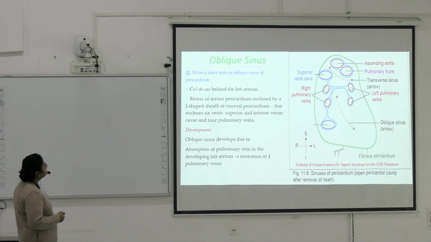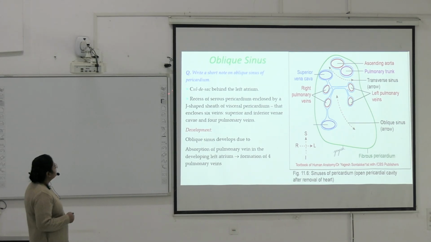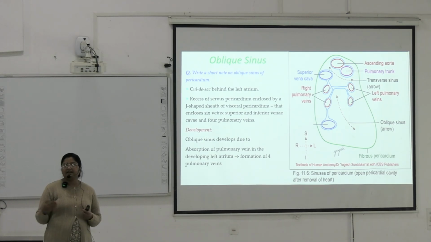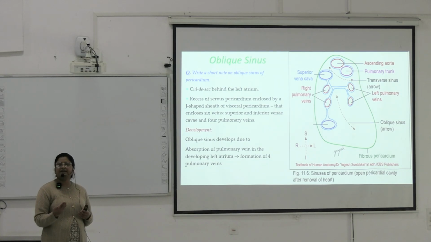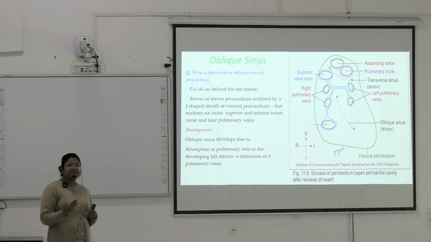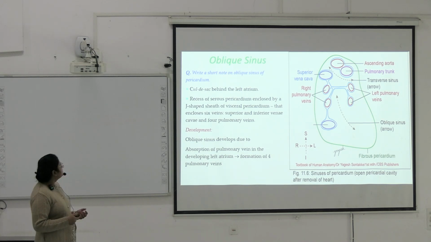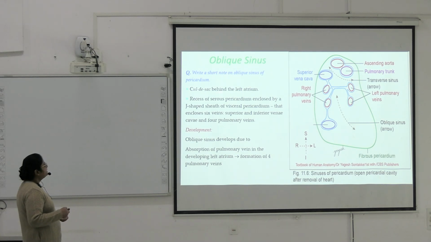Next, we go to the oblique sinus. See, this line is showing the oblique sinus. To show the oblique sinus, you have to place your hand posterior to the heart, just beneath the pericardium. So it is a cul-de-sac behind the left atrium.